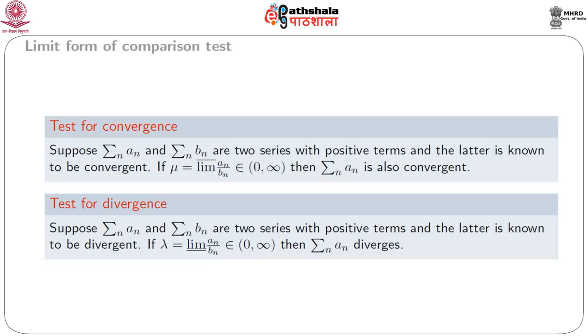Next, we shall discuss the test for divergence. Suppose summation an and summation bn are two series with positive terms and the latter is known to be divergent. If lambda, equal to the limit inferior of an by bn, is positive and finite, then summation an diverges.